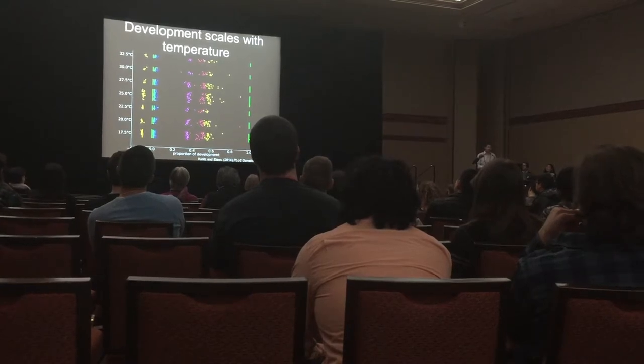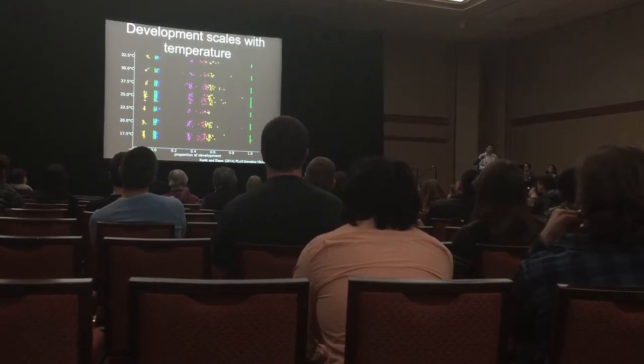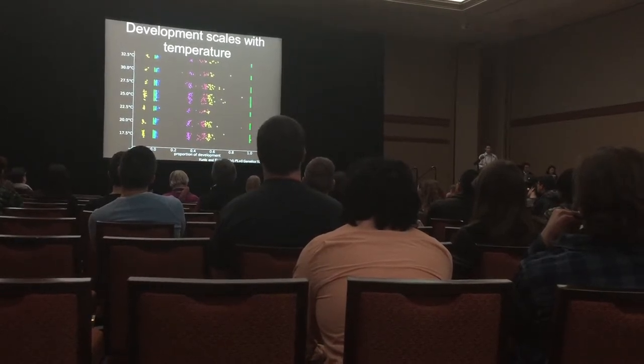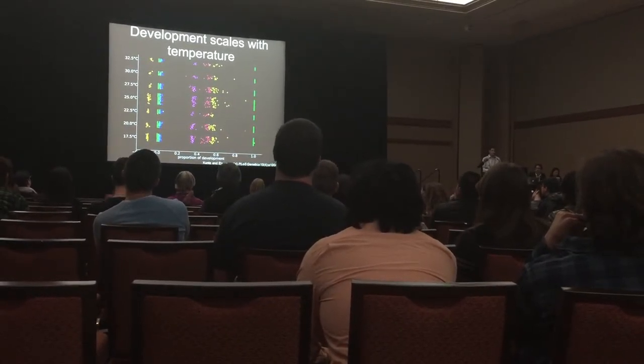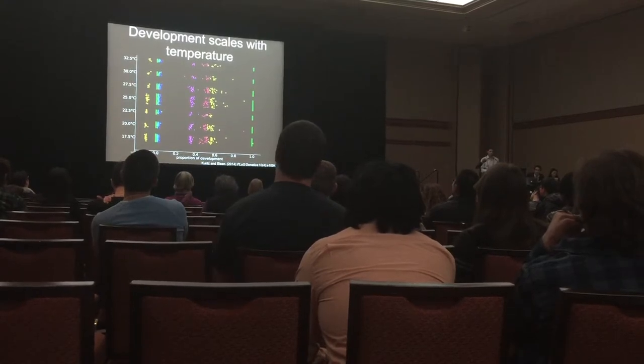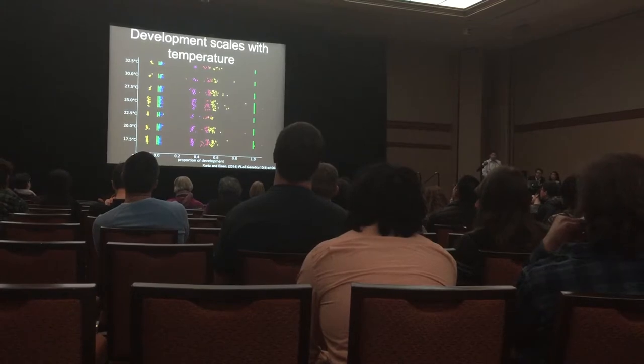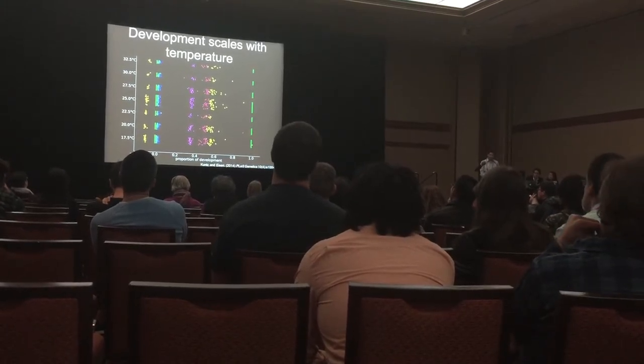The only exception we see is at very hot temperatures, the syncytial stages tend to accelerate proportionally more than the rest of the stages. So once you're above 30 degrees, they start to speed up. So that's the only time we don't see perfect scaling across all these species, across all these temperatures.